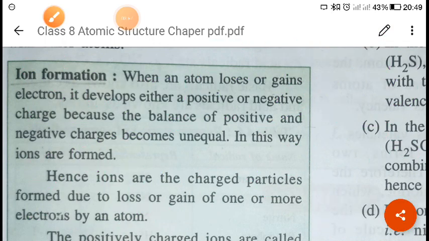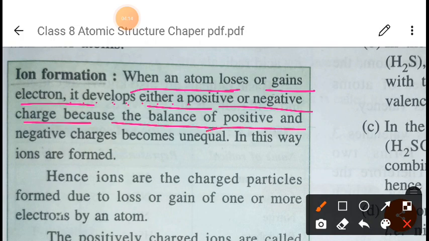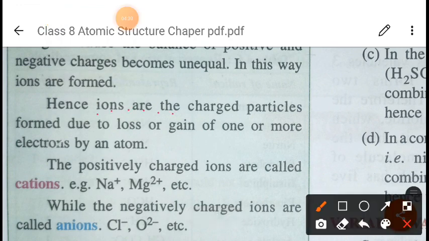I hope you have got some idea. Now we will see what is written here. We know that when an atom loses or gains electrons, it will develop either a positive or negative charge, okay? Because the balance of positive and negative charge becomes unequal. That is why in this way ions are formed, as I have already told you, right? Ions are charged particles formed due to the loss or gain of one or more electrons, right?